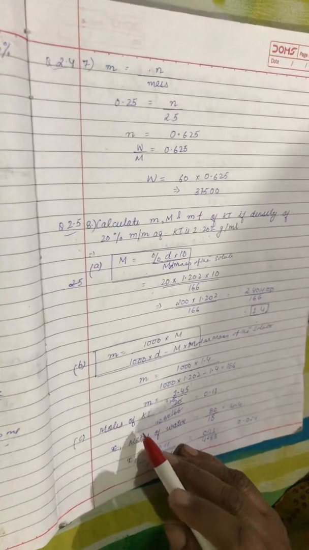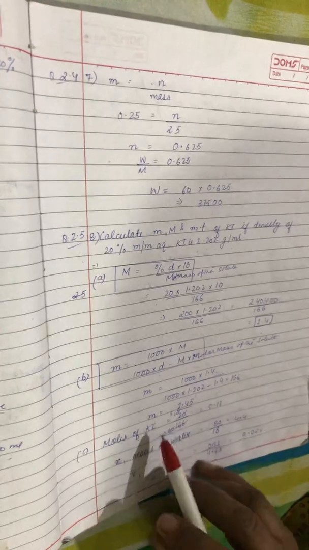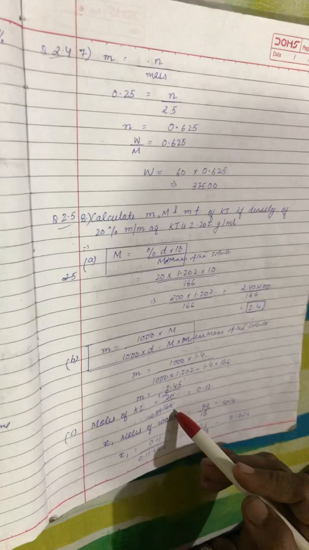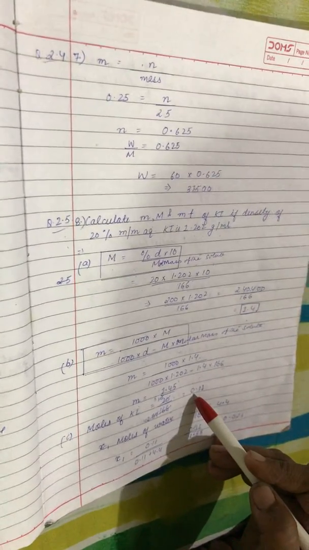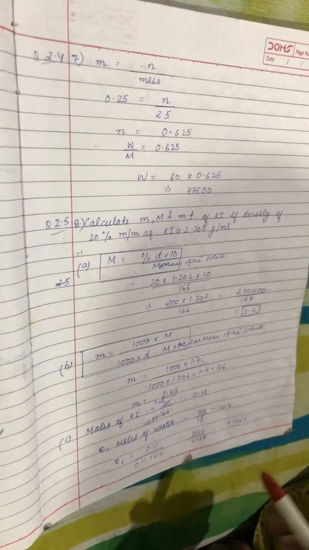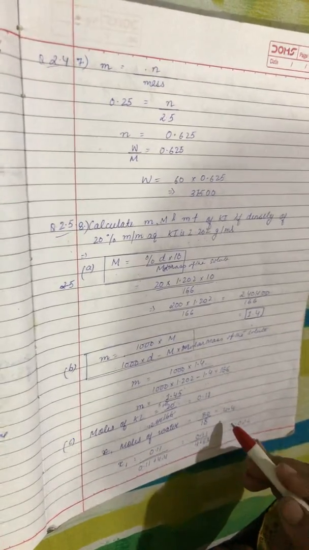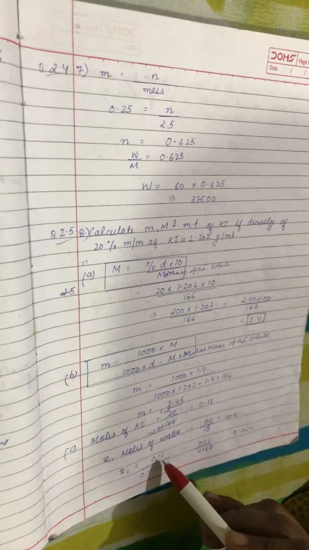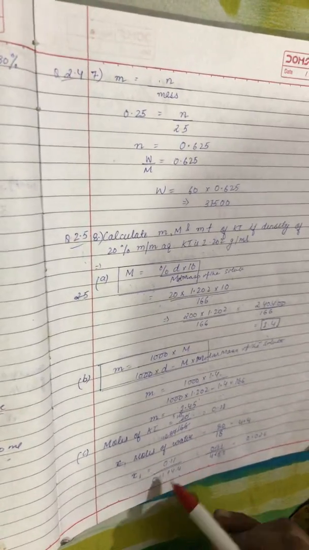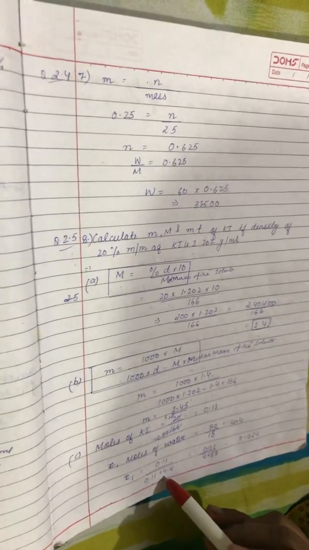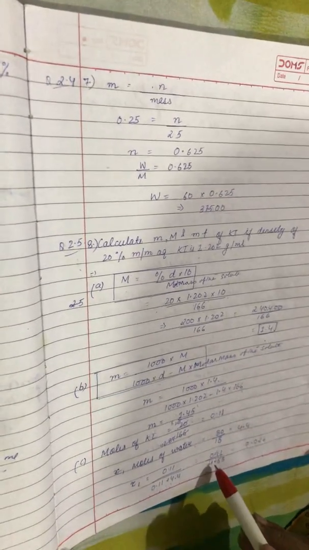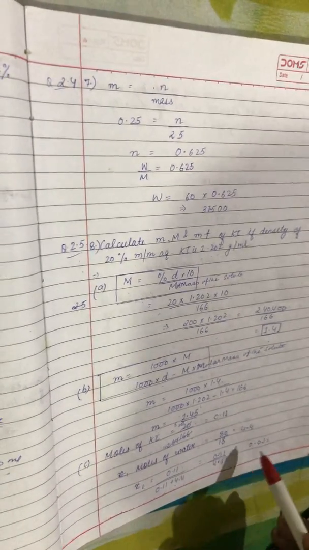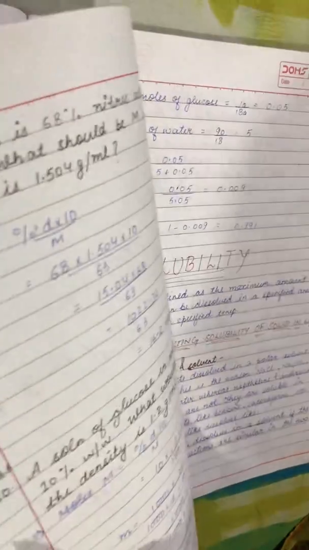Then they have asked us to find out the mole fraction. So for mole fraction, you find out the moles of KI, that is 20 upon 166. It comes out to be this much, 0.11. Then moles of water, 80 upon 18, it comes out to be 4.4. So it comes out to be 0.11 divided by 0.11 plus 4.4, that is 0.11 divided by 4.55, it comes out to be 0.026.